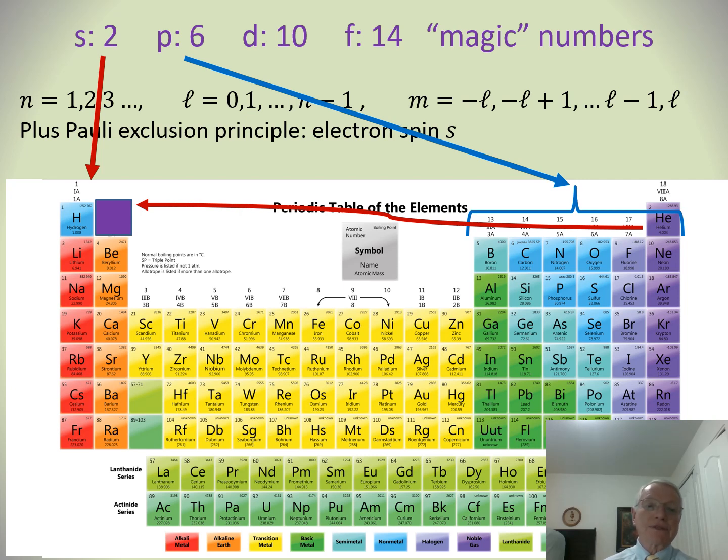And that continues on to the 5 row. In the 5 row, you have S states. You have the 10 D states across the middle. You have the P states on the right. So it's 5S, 4D for yttrium, zirconium, niobium, molybdenum. And then you pick up the 5P states for indium, tin, antimony, tellurium, the ones over there on the right.